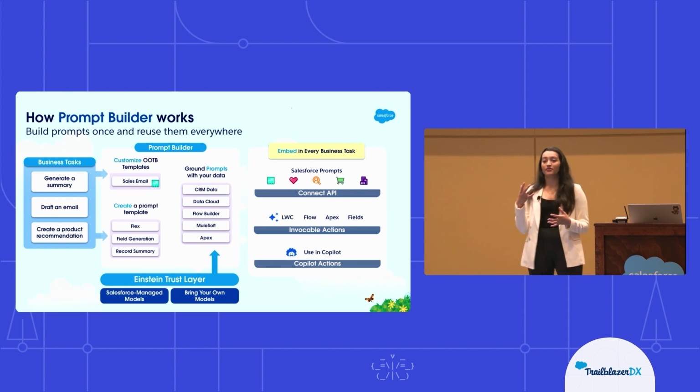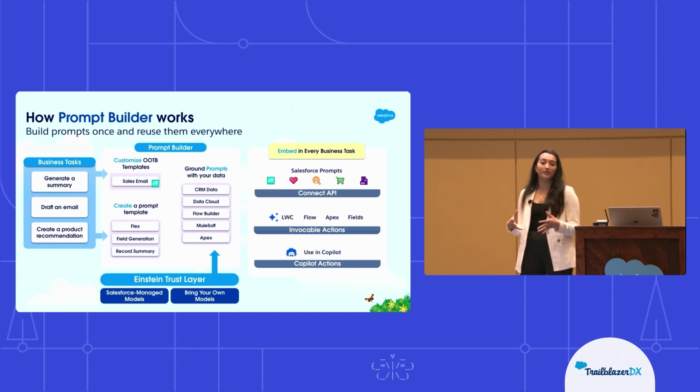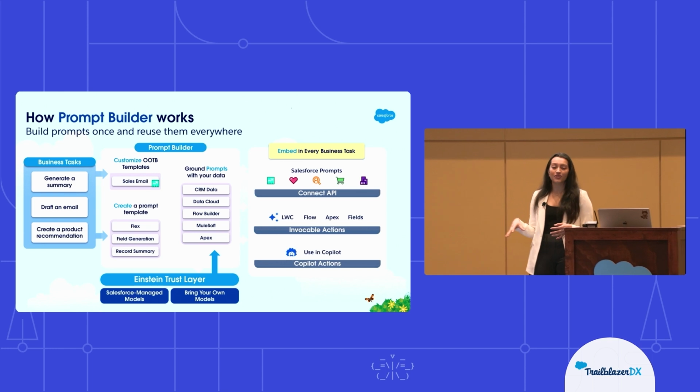So then you see if you want to use an out-of-the-box template that you think you can customize, or if you want to create your own template starting from scratch. Then you think about how you want to use your data effectively. How do you want to bring in your data? Whether it's in your CRM, whether it's outside Salesforce and you want to bring it in through Data Cloud, whether you want to use Flow Builder or even MuleSoft to bring in external data. So that data strategy is really important to see how you want to ground your prompts.